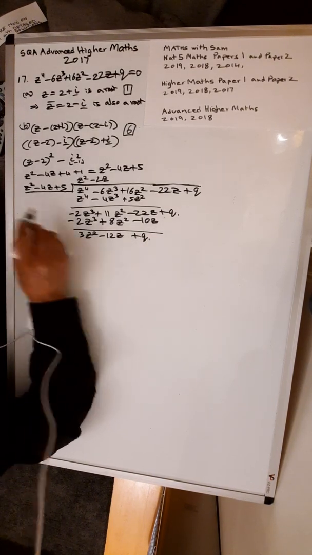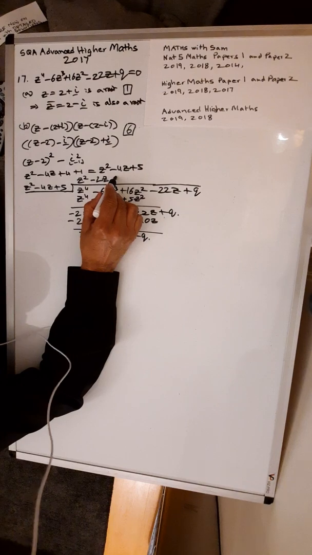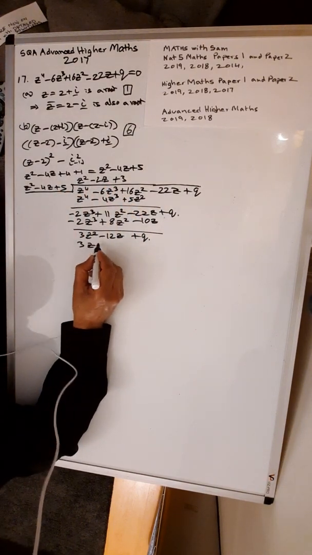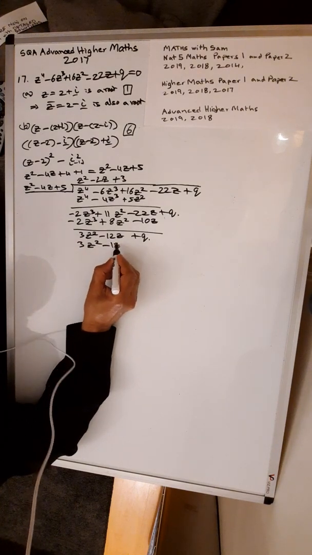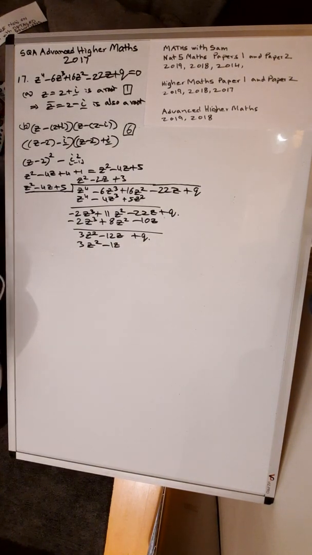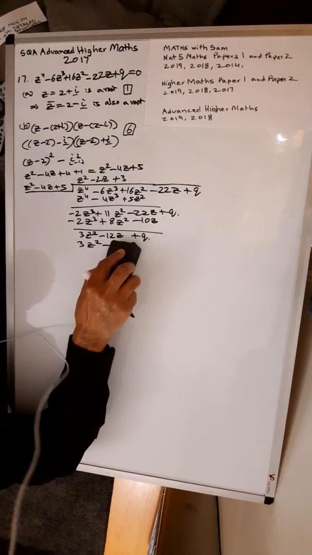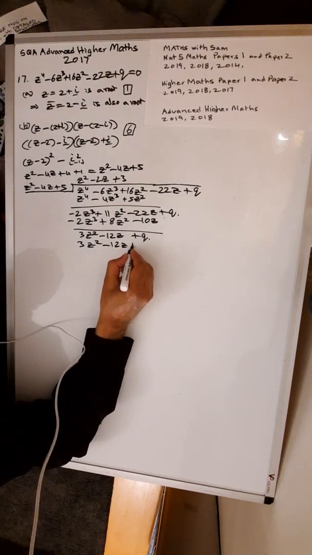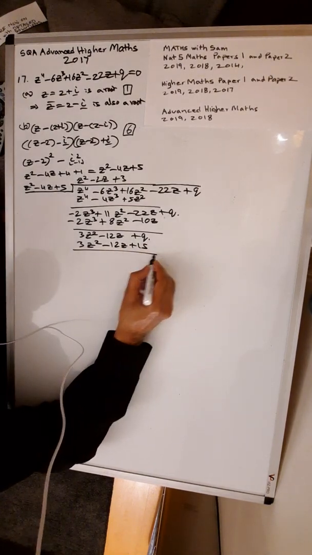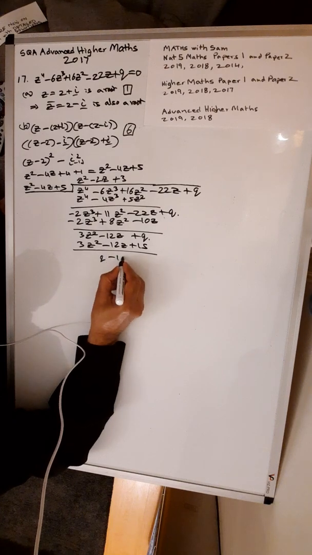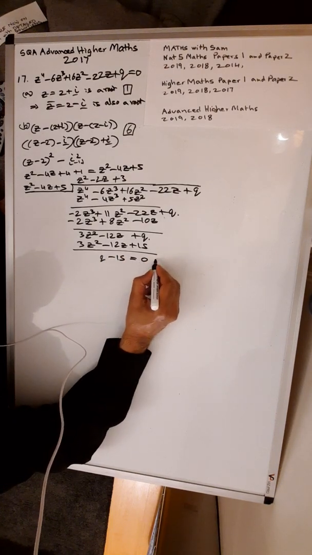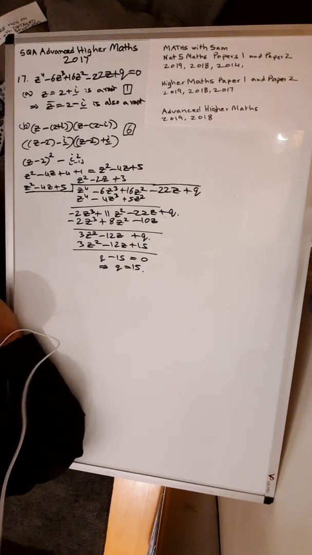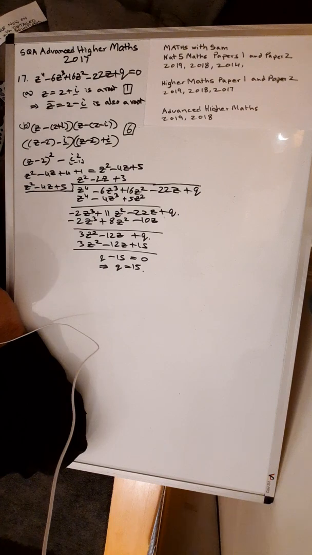Now you multiply by 3 so you can get rid of the 3z squared. That gives you 3z squared minus 12z plus 15. What you're left with is q minus 15, and that is equal to 0, which implies that q is 15. So that's your q. You need to get the other roots as well.